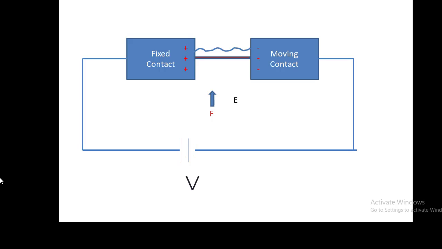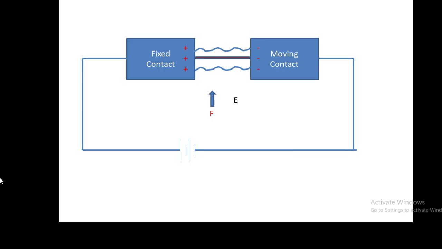Now, the current flowing through the arc is called arc current. This arc current is due to positive ions and free electrons. Please keep in mind this point. This is a very important point. The arc current is due to both positive ions and free electrons.